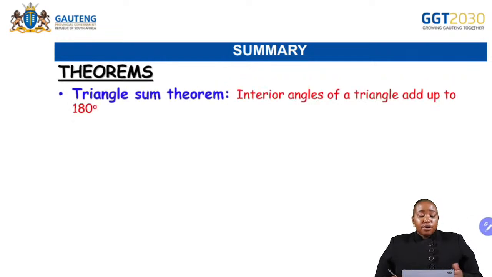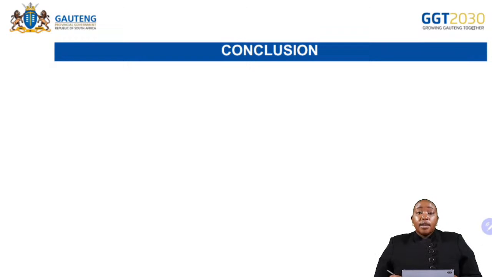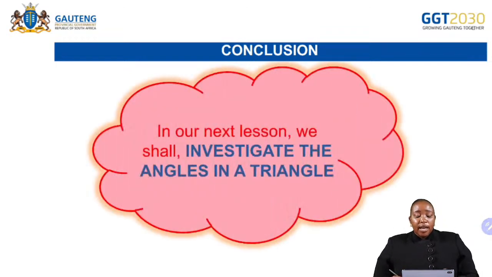Okay. With your theorems, remember we use the triangle sum theorem. That's interior angles of a triangle add up to 180 degrees. As well as this exterior angle theorem. That's when we said when you're given a triangle, an angle outside will be equal to the sum of the 2 angles on the opposite side inside the triangle. Right. Okay. In the next lesson, now that we know how to classify our triangles, we are just going to investigate the angles in a triangle.